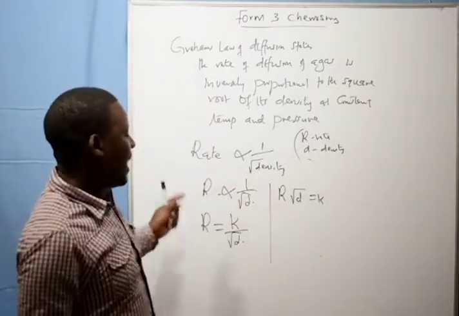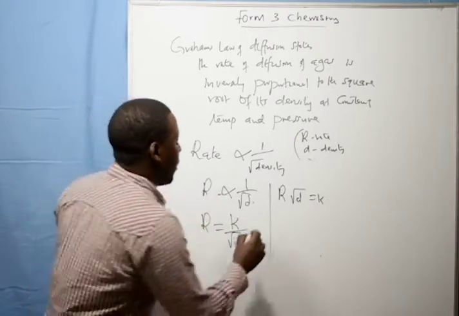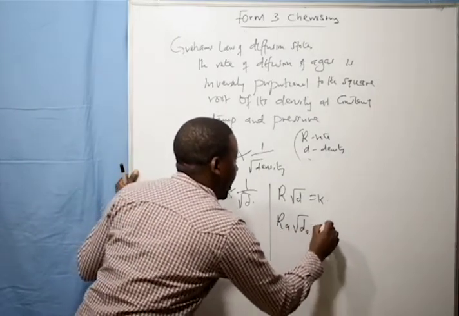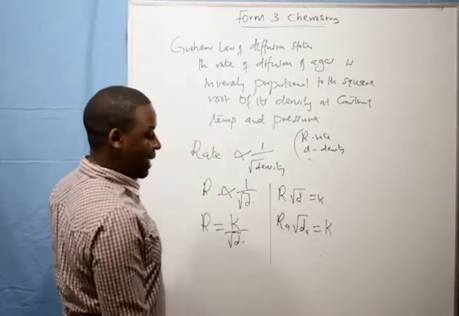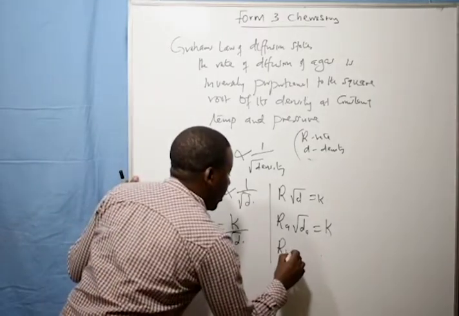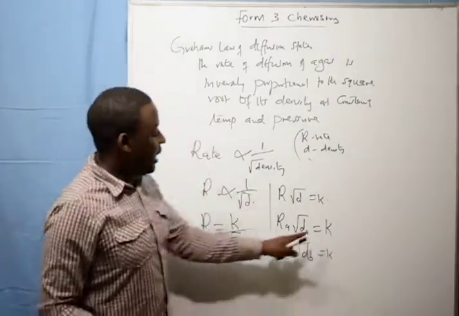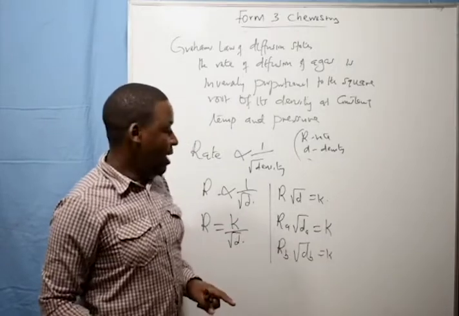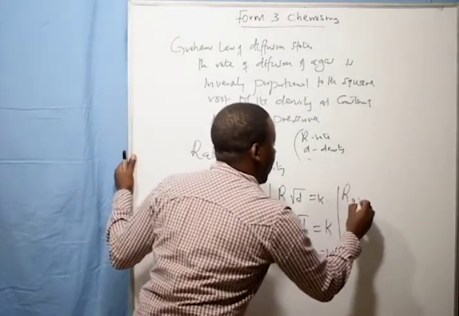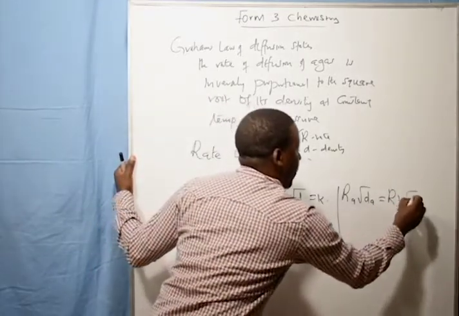Suppose we have two gases, gas A and gas B. You would say rate of gas A multiplied by square root of density of gas A is equal to K. If you have the second gas, gas B, rate of diffusion of gas B multiplied by square root of density of gas B is equal to K. Now, mathematically, if the two K are equal, we conclude that the rate of gas A multiplied by square root of density of gas A is equal to rate of gas B multiplied by square root of density of gas B.